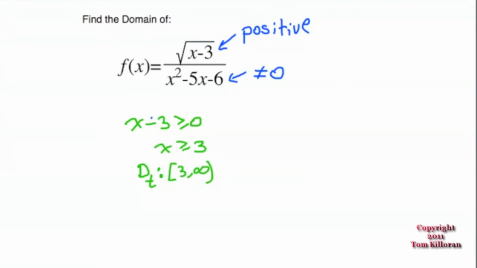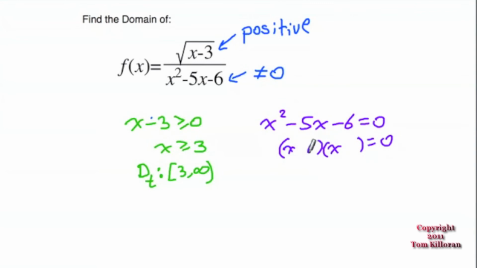All right, let's do the bottom in purple. Now the bottom, the denominator, we definitely do not want equal to 0. So we're going to solve this for 0 and then get rid of the answers that we get. Factors of negative 6 that subtract up to negative 5 would be 6 and 1. So we're going to factor it out, and we get x minus 6 times x plus 1. We're going to get x is equal to 6 and x is equal to negative 1.